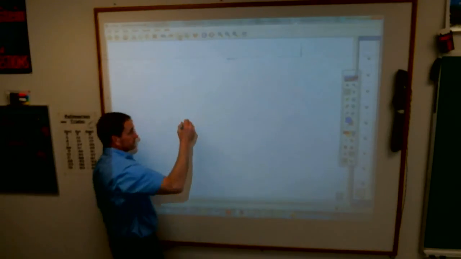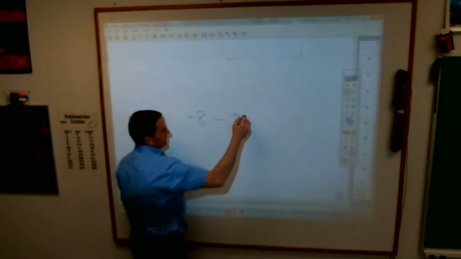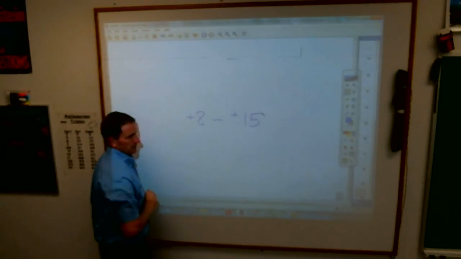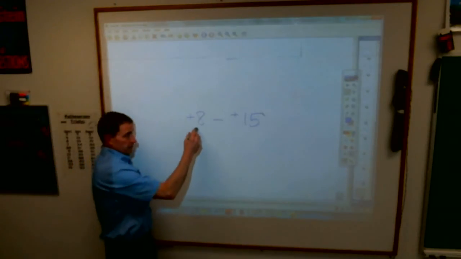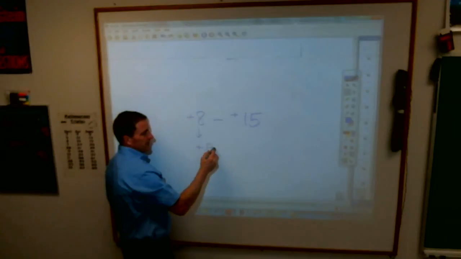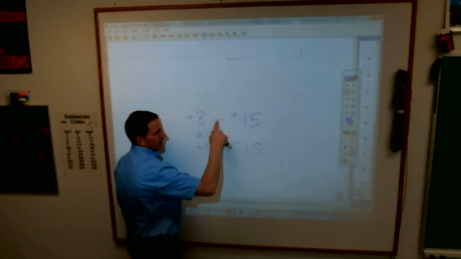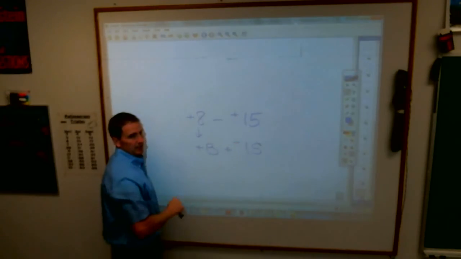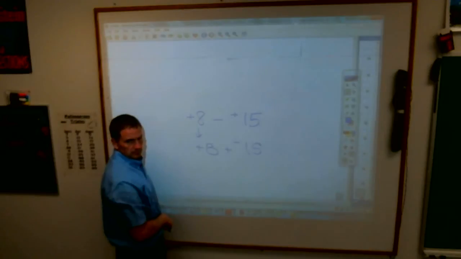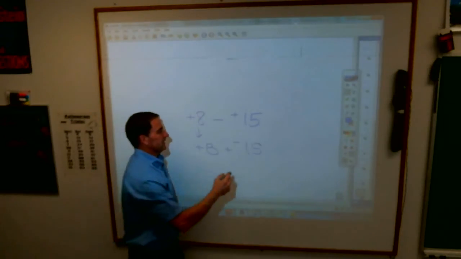How about another one? Plus 8 minus a positive 15. That is the same thing as, first number stays the same, plus 8 plus a negative 15. You add the opposite. Add the opposite. And what is a positive 8 and a negative 15 add together? Carter? You have 8 positive signs and 15 negatives. Yeah, it'll be negative 7.